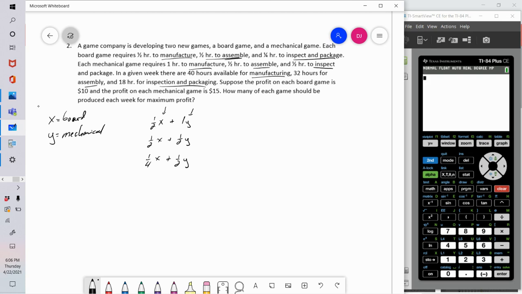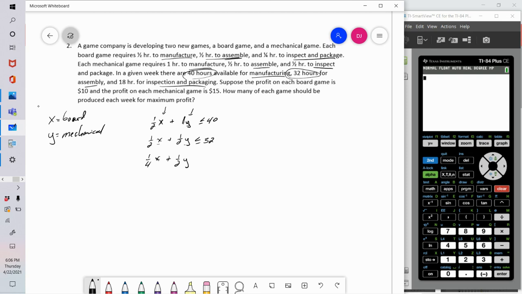So for each board game, for each X, for each board game made, I'm going to spend a half an hour manufacturing the parts. For each Y, for each mechanical game I manufacture, I'm going to spend 1 hour manufacturing the parts. Also notice there's 40 hours available. So the amount of time spent manufacturing has got to be less than or equal to 40 hours. Half an hour to assemble each board game, half an hour to assemble each mechanical game, and we have up to 32 hours available for assembly.